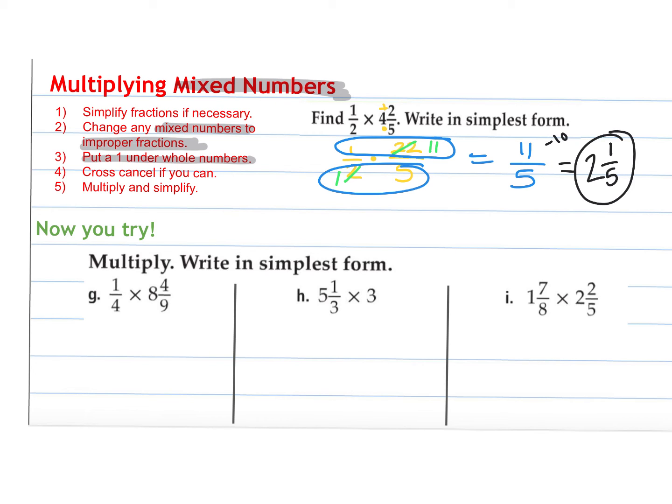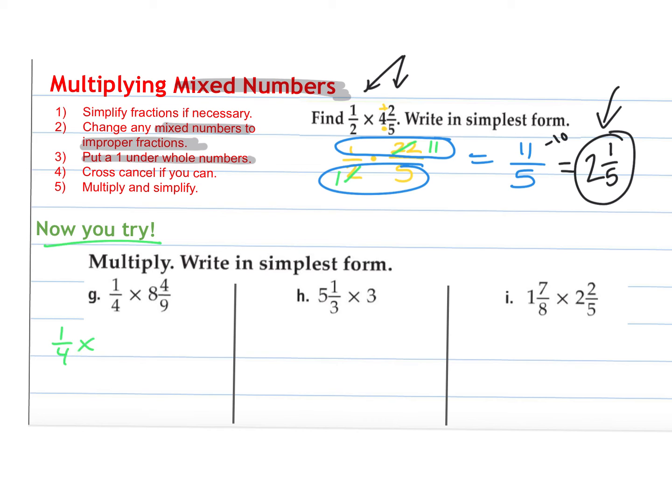Which again makes sense if I estimate ahead of time. Half of about 4 is about 2. My answer is close to 2. If the cross-canceling is too much for you right now, then simplify at the end. You should still get the same answer as me. See if you're ready.